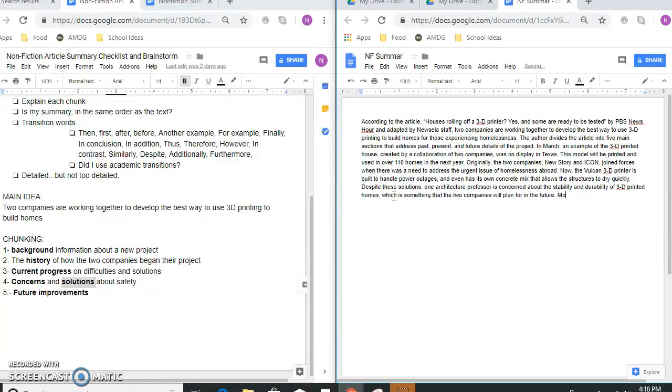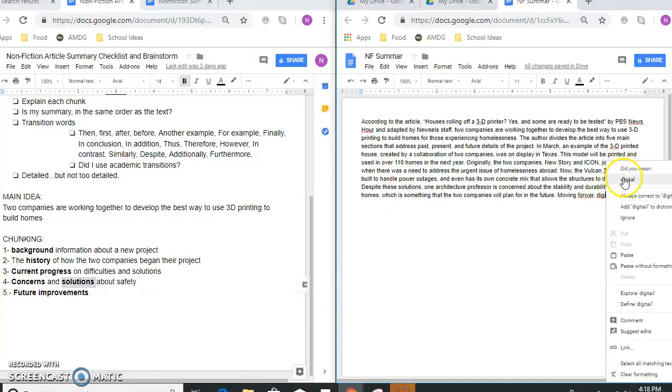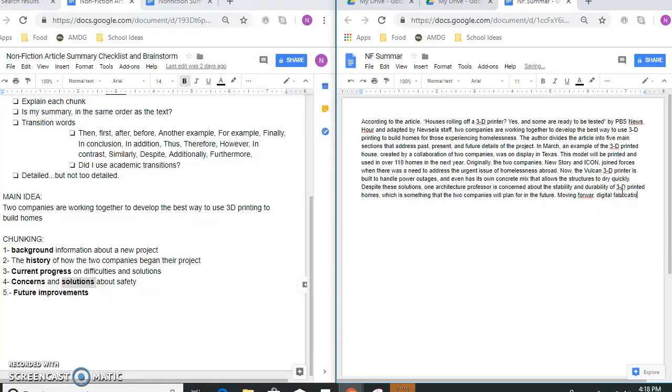All right. Moving forward, digital fabrication. Ooh, wow, spelling. Digital fabrication, trial and error, customization, and shared technology may allow for a safe, cost-effective solution to homelessness. Okay, I covered all 5 chunks of the article and explained what they were about.